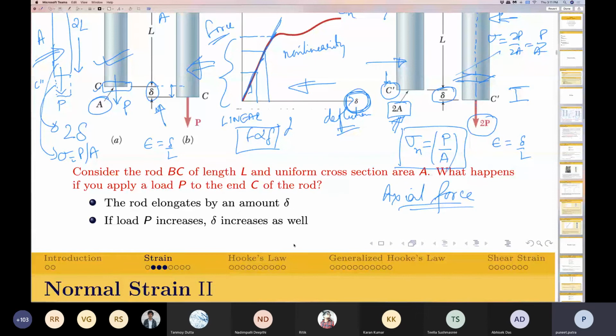So such kind of a situation, where you get extension along one of the directions, where the load is only acting along that direction and the load is axial, is known as normal strain.